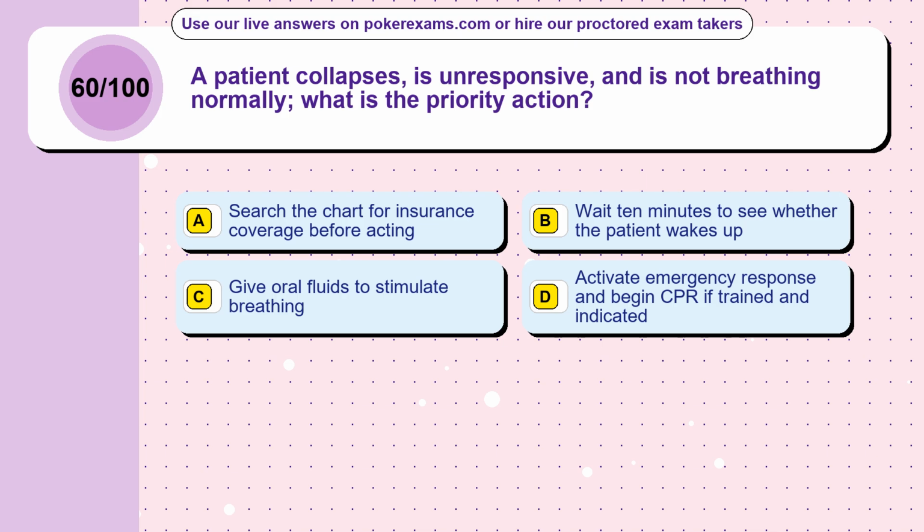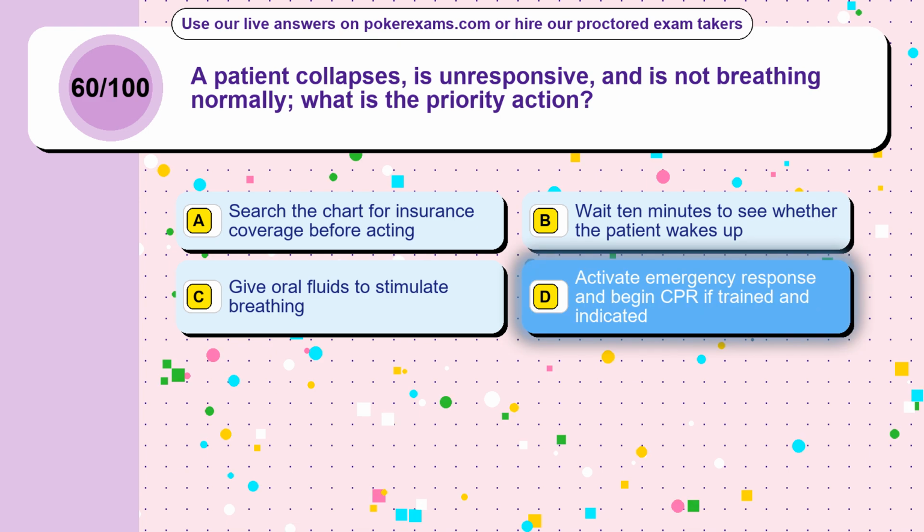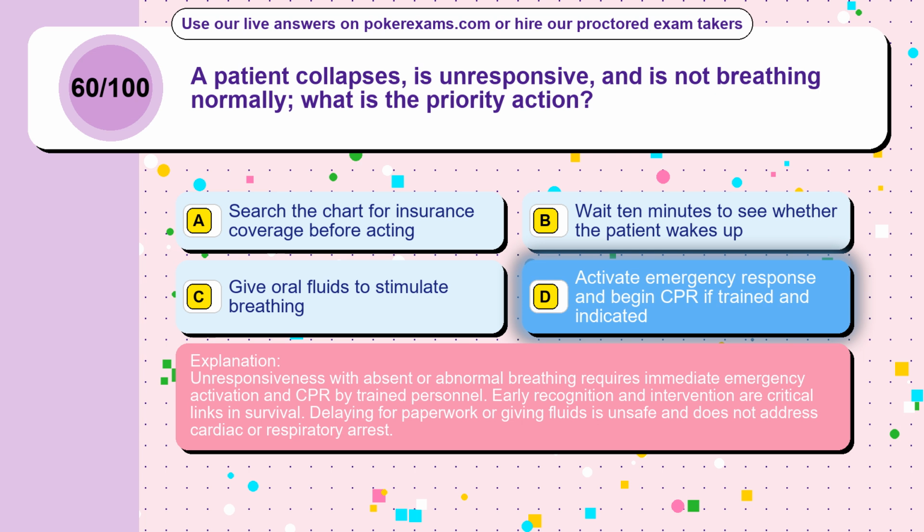Give oral fluids to stimulate breathing. Option D. Activate emergency response and begin CPR if trained and indicated. The correct answer is option D. Activate emergency response and begin CPR if trained and indicated. Unresponsiveness with absent or abnormal breathing requires immediate emergency activation and CPR by trained personnel. Early recognition and intervention are critical links in survival. Delaying for paperwork or giving fluids is unsafe and does not address cardiac or respiratory arrest.